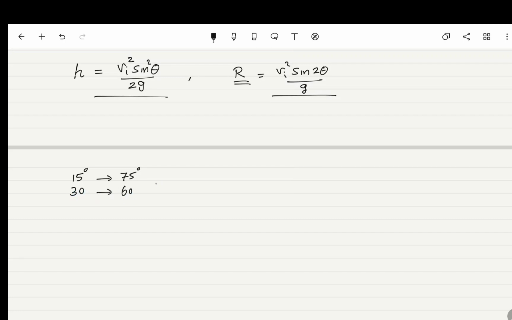Now, to have the maximum range, you should fire the object at exactly 45 degrees. So 45 multiplied by 2 is 90. Sine 90 equals 1, and this is the maximum value for sine. So the maximum range will be obtained upon firing the object at 45 degrees.